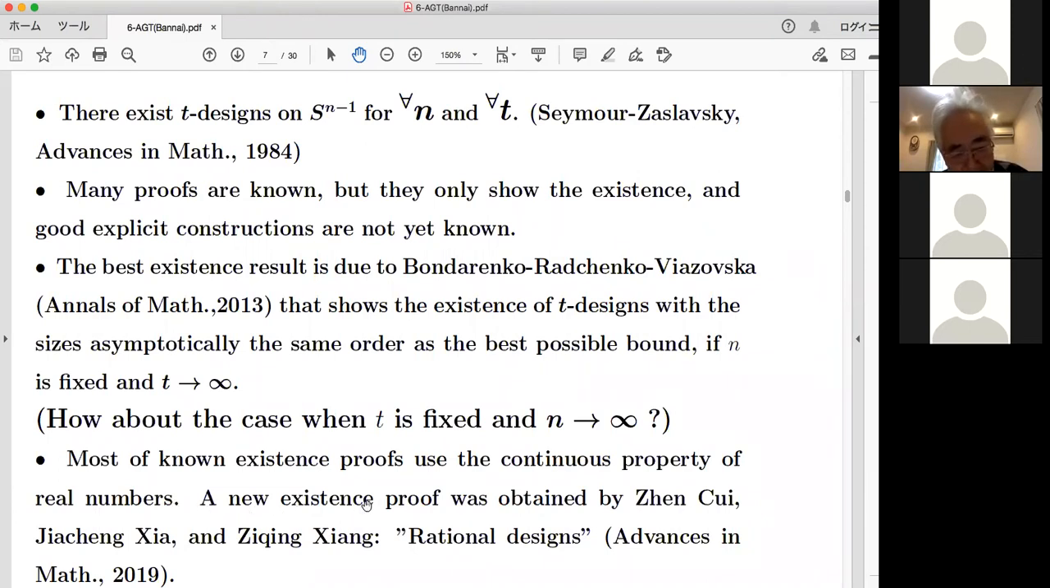A new existence proof was obtained by Zheng Tui, Jiacheng Xia, and Zuqing Xiang in the paper Rational Designs, published in Advances in Mathematics about 3 years ago. And it uses number theory.